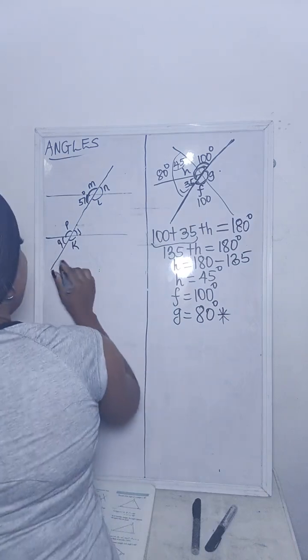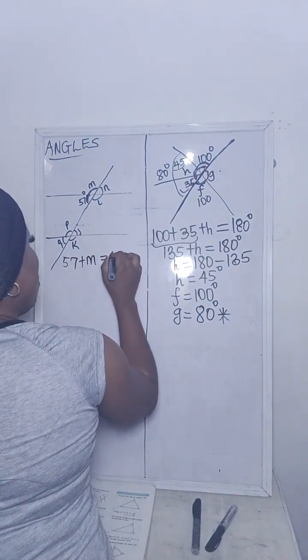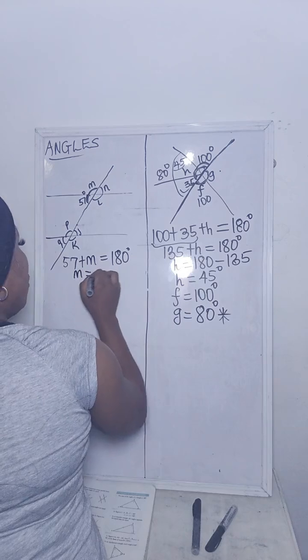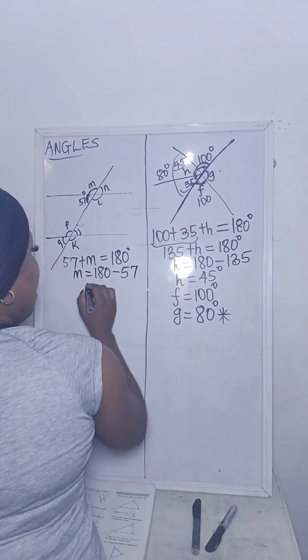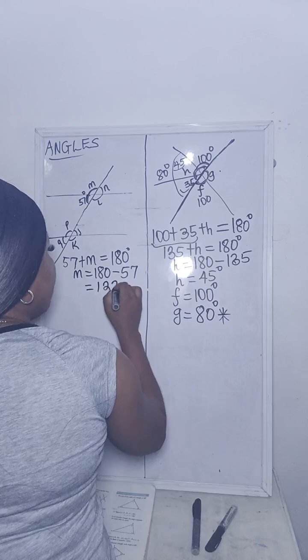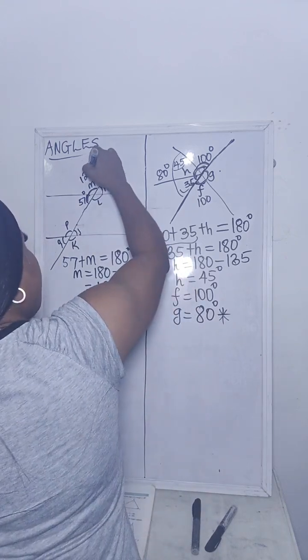So 57 plus M equals 180 degrees. M would equal 180 minus 57. And when you subtract this, you would get 123 degrees. So that means M is 123 degrees.